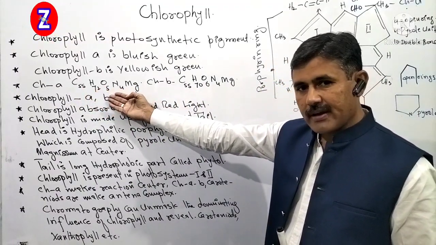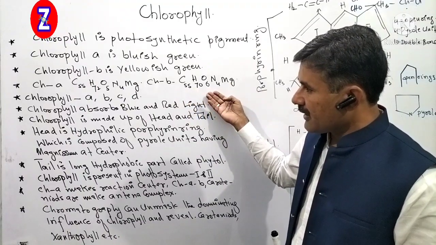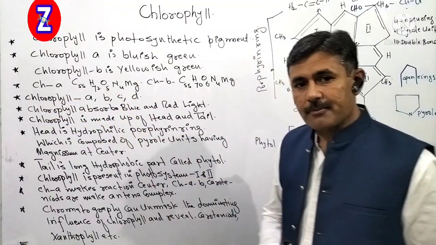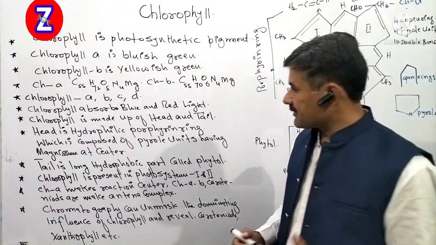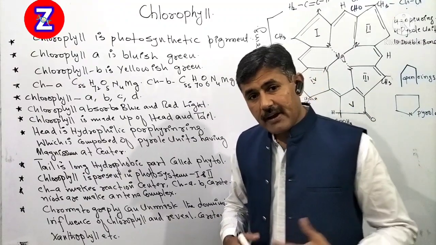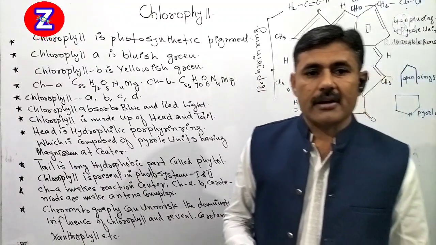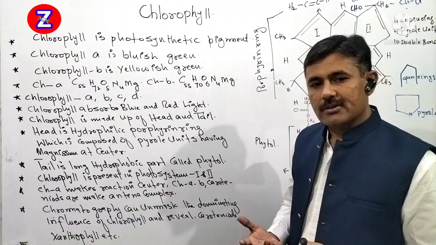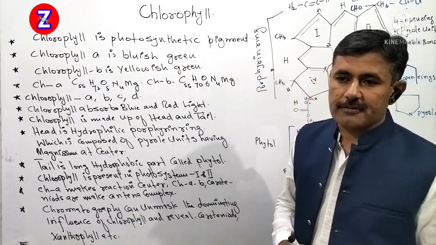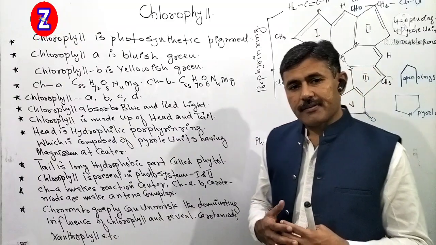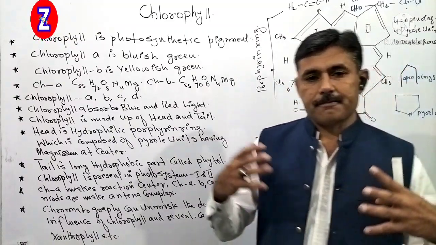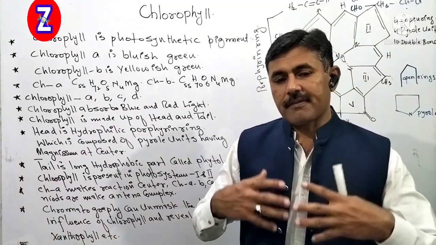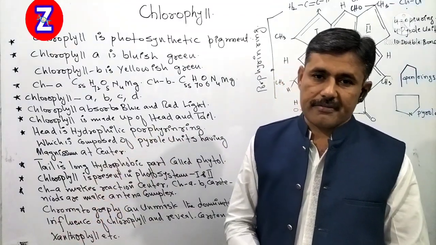This is the formula of chlorophyll A, and this is the formula of chlorophyll B. Except for A and B, there can be other types of chlorophyll also: chlorophyll A, chlorophyll B, chlorophyll C, and chlorophyll D. Chlorophyll is a pigment present in the chloroplast and thylakoid membrane, and it absorbs light for the process of photosynthesis. In photosynthesis, different pigments absorb light of different wavelengths, as there is a different absorption spectrum for different pigments.